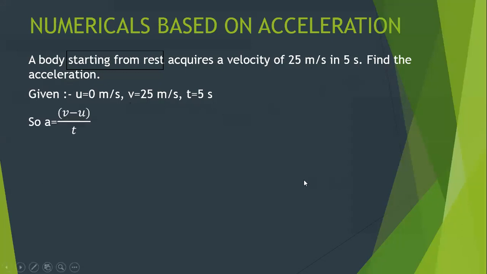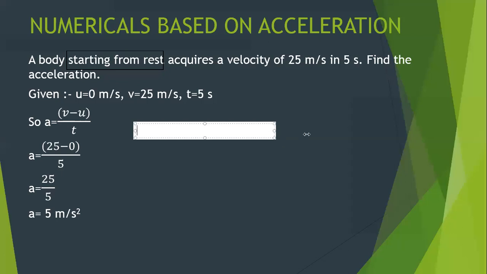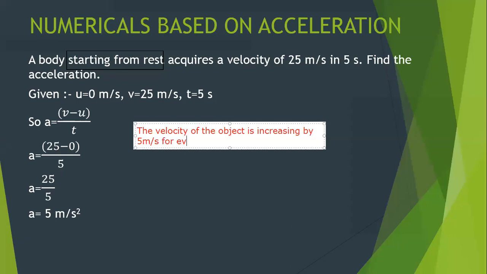So A is what? (V minus U) by T. Acceleration: final velocity is 25, initial is 0. So 25 minus 0 upon 5, which is 25 by 5, and you will find your answer is 5 meter per second square. Exactly. What does it mean? The acceleration is 5 meter per second square. It means that the velocity of the object is increasing by 5 meter per second for every 1 second.